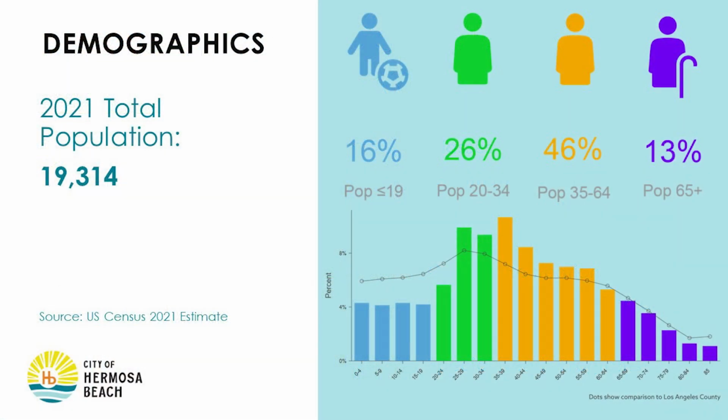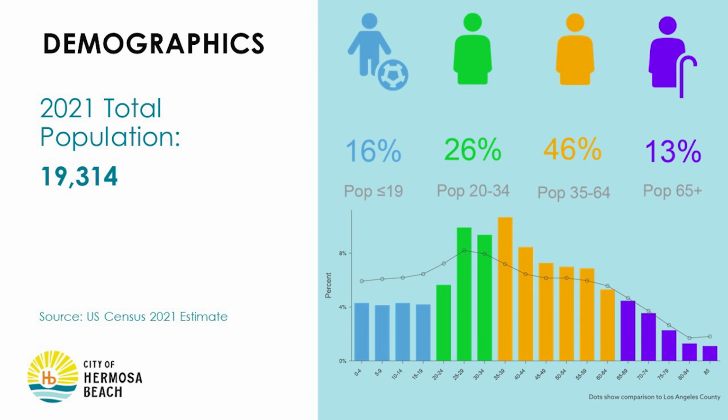Looking at the demographics, we see a population in 2021 of just under 20,000 residents. Looking at that demographic breakdown, we see that 46% are within the ages of 35 to 64. We also look at this in terms of the county average. Looking at the dotted line there, you can see that 26% of people from 20 to 34, as well as the 46% of the population aged 35 to 64, are above those county averages. Inversely, the youngest population, 19 years and younger, at 16%, is actually lower than the county average.